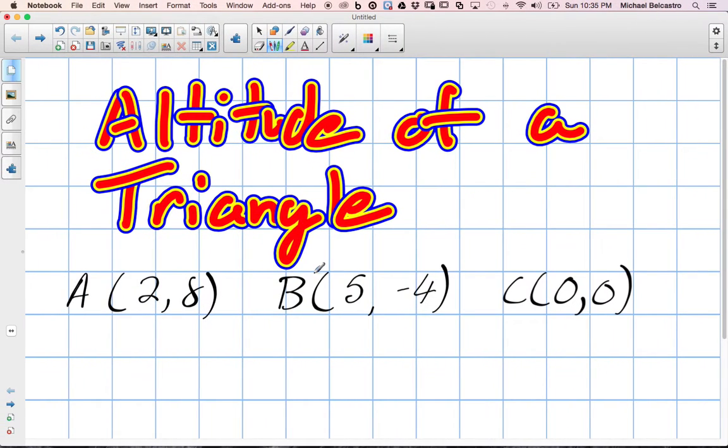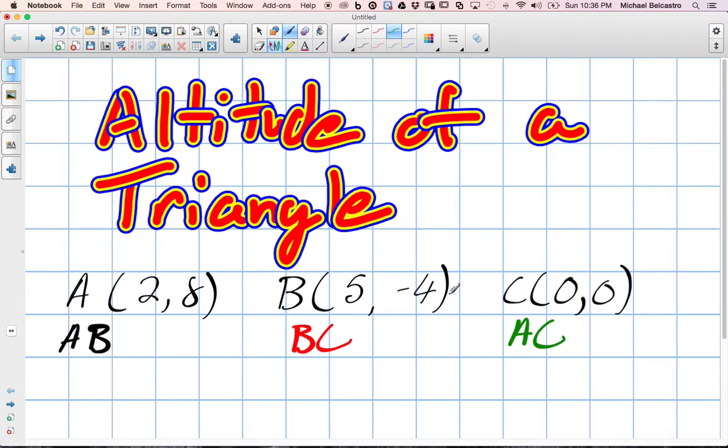In order to find the altitudes of the triangle, we need to find the slopes of each side of the triangle. So that means we're going to be looking at AB, which we'll do in black, and we'll do BC, and then we're going to do AC. We're going to have to find the slopes of all of those, and then the perpendicular slopes to all of them.